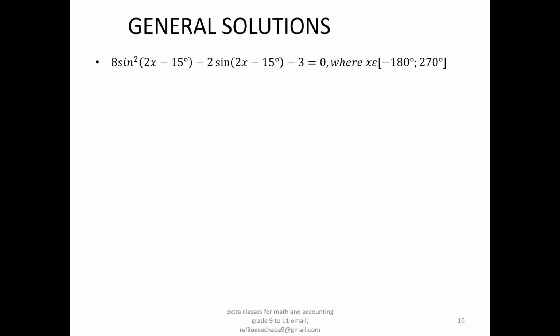What did you do? I factorized. Give me your factors, please. What number is this? It's two sin, open bracket 2x minus 15, plus 1, and then the second bracket will be 4 sin, open bracket 2x minus 15, minus 3. I knew you got it right.